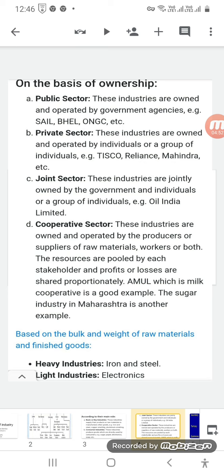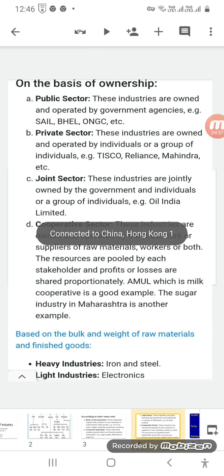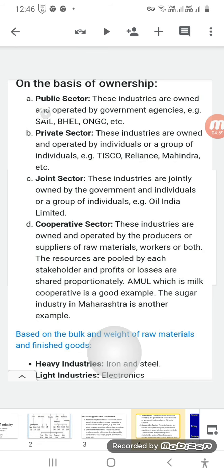Going further, we can classify the industries on the basis of ownership as well. The first type is public sector industry. These industries are owned and operated by government agencies. Public sector means when the owner of the industry is the government. For example, we have SAIL, BHEL, ONGC, companies which are completely government owned.